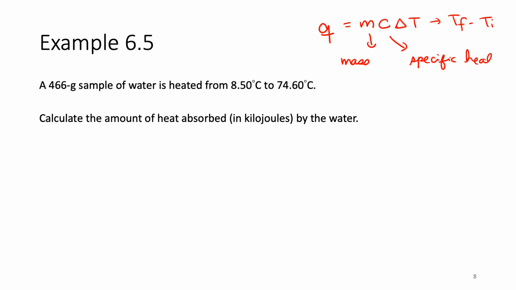So I need to figure out the specific heat of water. So I go to the table, and it tells me that the specific heat of water, which is going to be a constant, is going to be 4.184 joules over grams degrees C. That is going to be the specific heat of water.